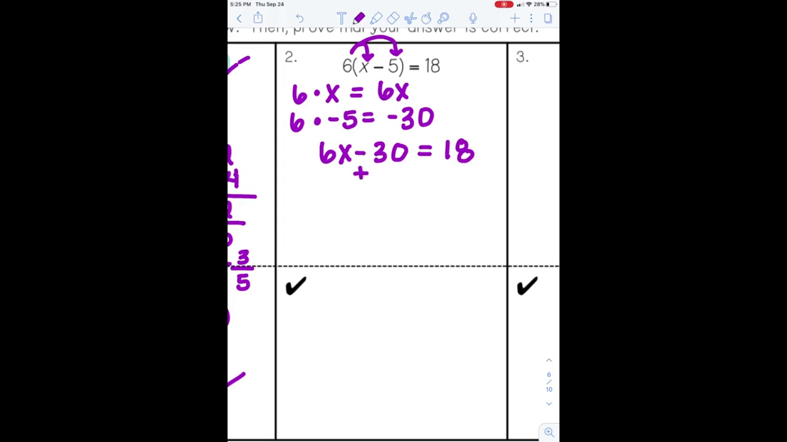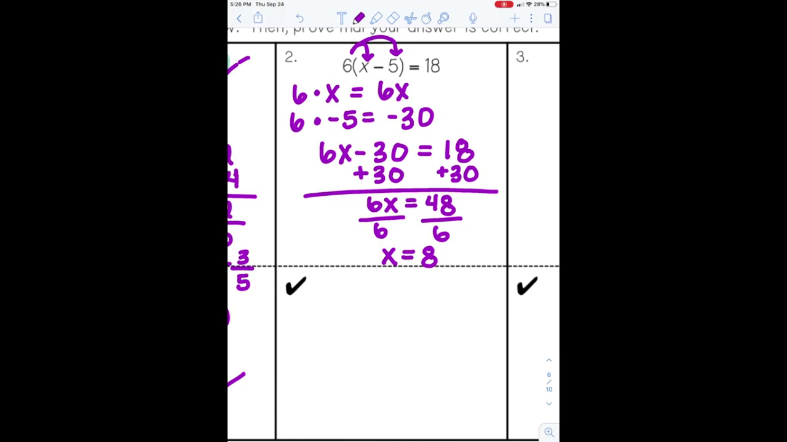So I'm going to add 30 to both sides to undo that subtraction. I'm going to add my constant to both sides since I'm subtracting in my equation. And those 30s are going to cancel out, leaving me with 6x is equal to 48. Then I'm going to divide by my coefficient just like normal. So I'm going to divide both sides by 6, and that is going to give me x on the side because those 6s cancel out. And that is going to give me x is equal to 8.